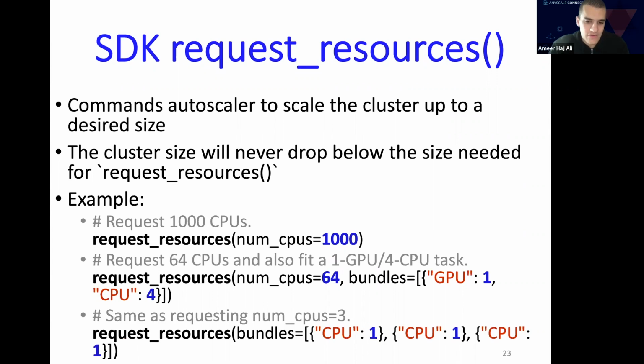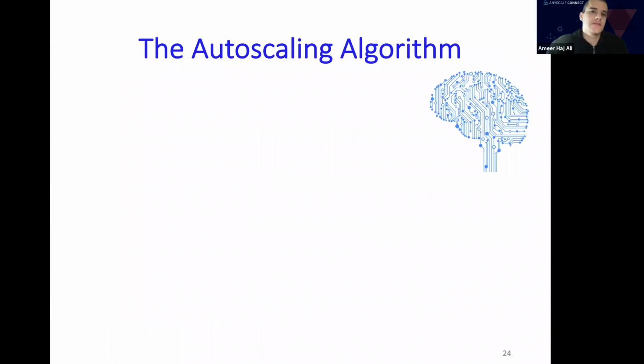And then finally, you have another example where we're providing the same bundle 3 times, or basically CPU 1, which is equivalent to request resources with num CPUs 3. So with these 4 concepts, we feed as an input to Autoscaler. And the autoscaling algorithm is very simple. It runs in 3 steps.